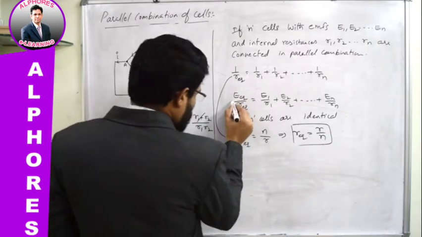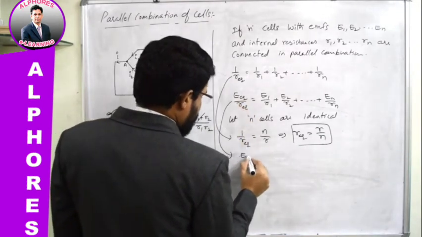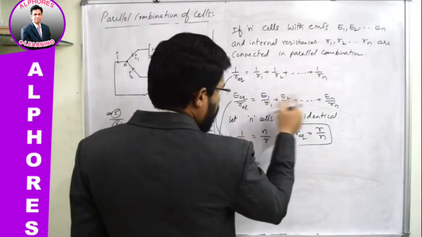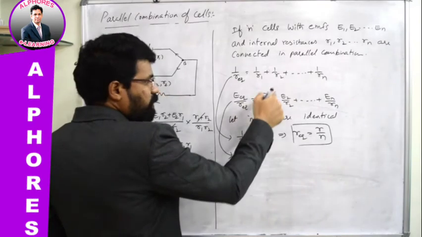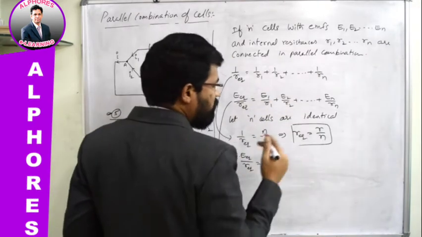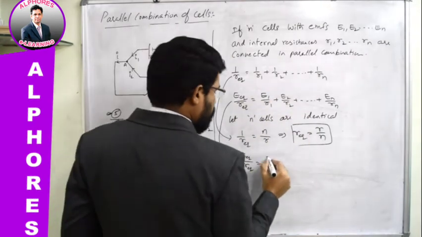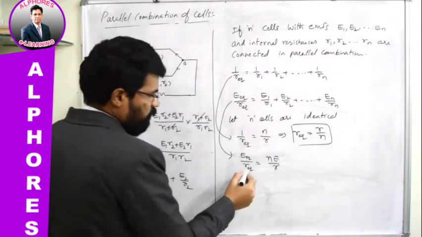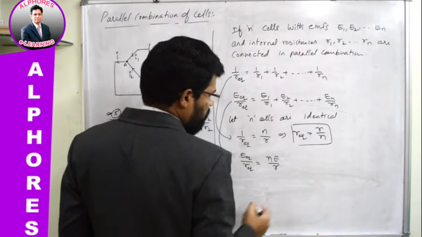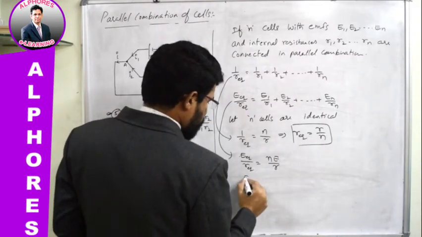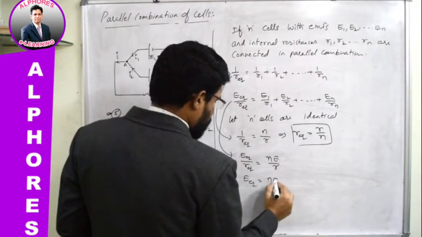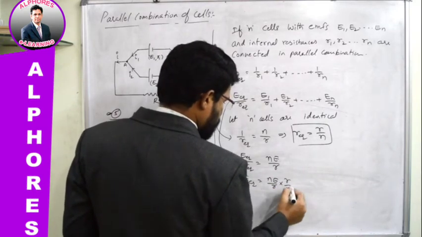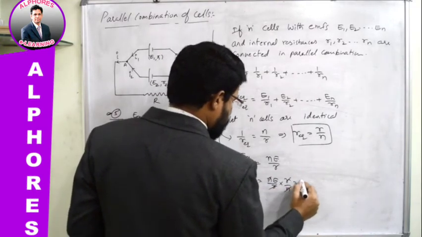Now, what about this one? E equivalent by R equivalent. All are identical. E by R plus and so on E by R. How many such E by R terms are there? N. So, N E by R. Okay. What about this R equivalent? Just now we have written R equivalent as R by N. Therefore, E equivalent is equal to NE by R into R equivalent, which is R by N. So, N gets cancelled, R gets cancelled, E.